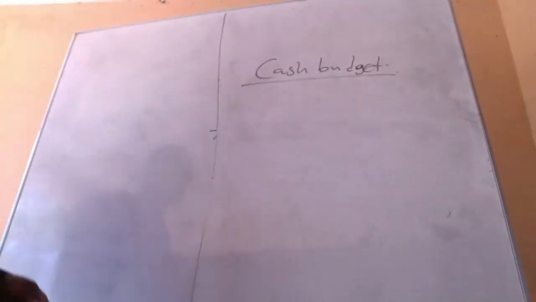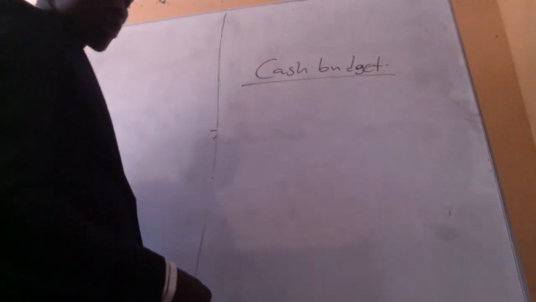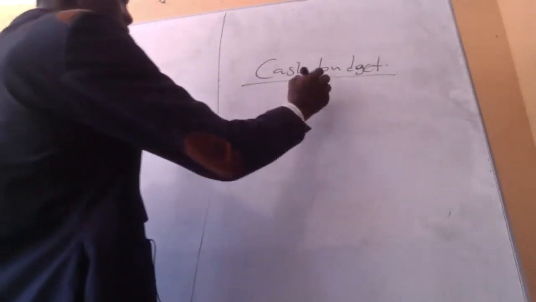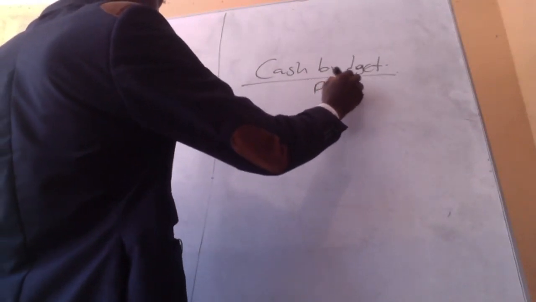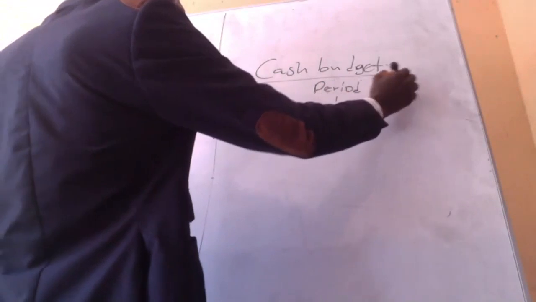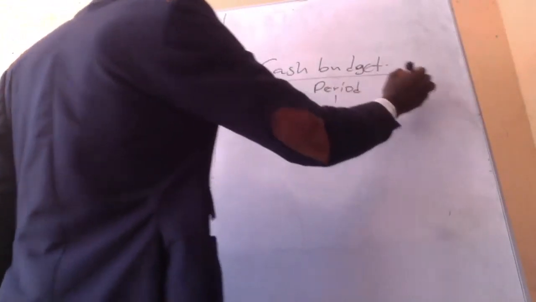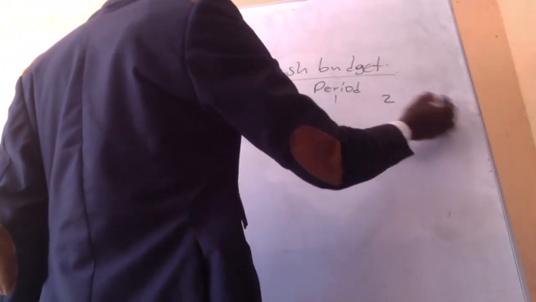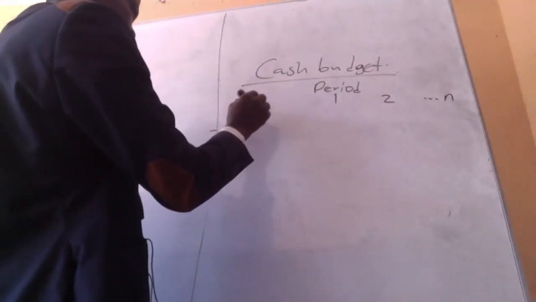What goes into it? Only two items, your receipts and payments, and you are done. Then the period that you are preparing it for, whether it's months or quarters. So period 1, period 2, and so on, adding to the last period of the budget periods. You start with your receipts.